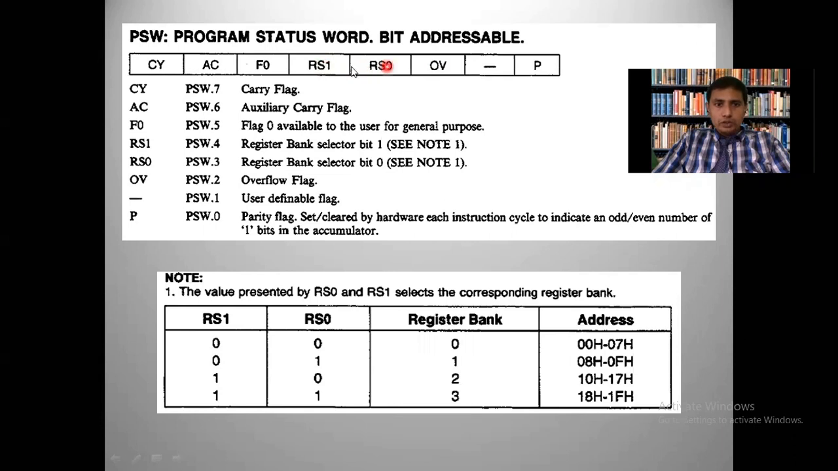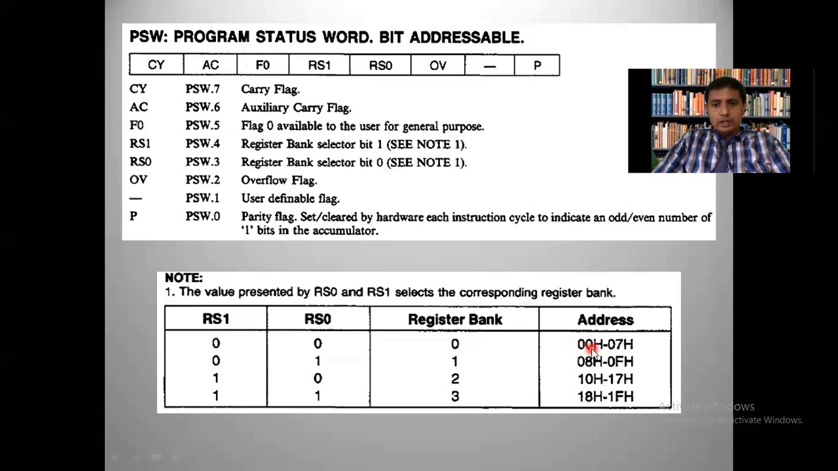Then RS0 and RS1, these two bits of the program status word, are the 3rd bit and 4th bit as per count: 0th bit, 1, 2, 3, 4, like that. They are used to select individual banks. We have 4 banks of general purpose registers in the internal RAM. In order to select individual banks, we use RS0 and RS1. See here, RS1, RS0: 00, 01, 10, 11. If both are 00, then we are selecting bank 0. The register banks are bank 0, bank 1, bank 2, bank 3.